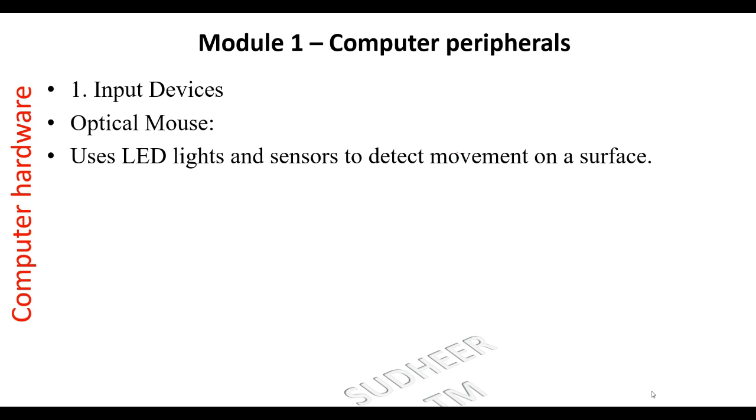And secondly, the optical mouse, which is also a very common mouse nowadays. Instead of this ball and wheel assembly, everything is controlled by light. It uses LEDs, light emitting diodes, and sensors to detect movement on a surface. There will be a light emitting device, an LED, that is constantly driven with some power supply. So it will produce electrical light sources. As the mouse moves here and there, what will happen?